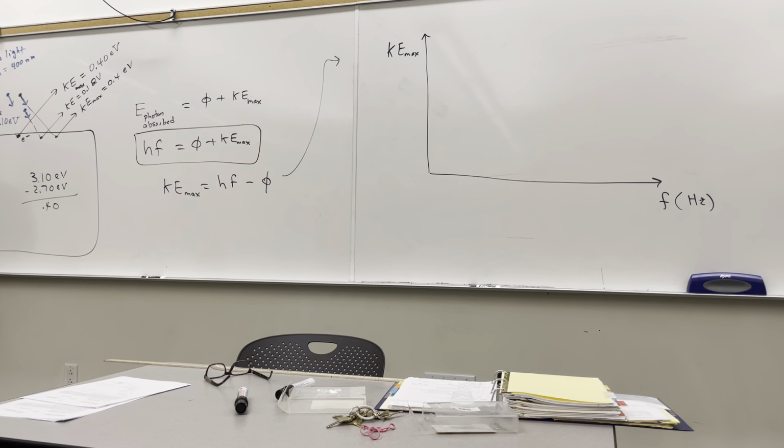What would happen if I sent in a photon and the energy of this photon is 2.7 electron volts? And here's an electron.